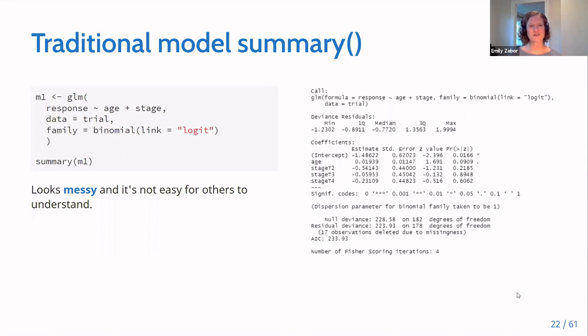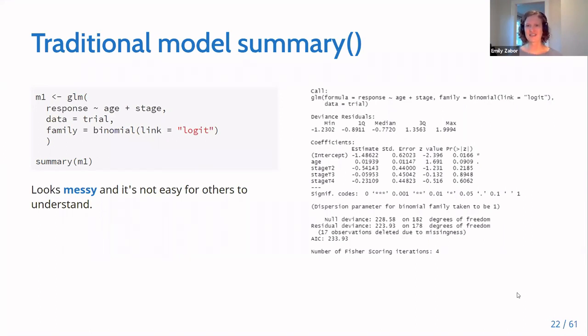I have my outcome as the response, the treatment response, and two predictors, age and stage, from the trial data. And I'm going to use a logit link. So this is a logistic regression model. And we've all seen this before. If you summarize this model, this on the right is what you get.